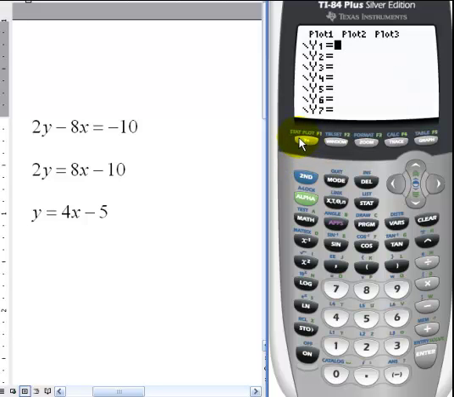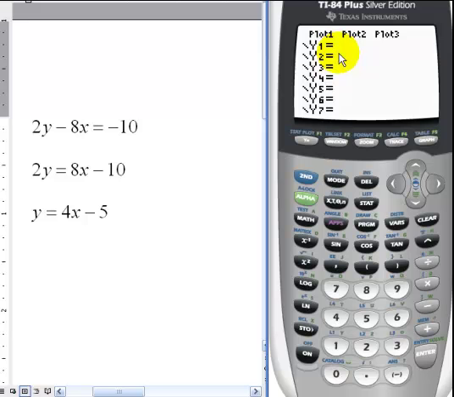Okay, so in order to graph any function on my calculator, I have to have the equation solved for y. So over here on the left, here's an equation that I want to graph. It's a line, and in order to graph any equation, whether it's a line or not, I need to solve for y. So you can see I add 8x to both sides, then I divide both sides by 2 to solve for y. So in my calculator, I'm going to punch in that equation.